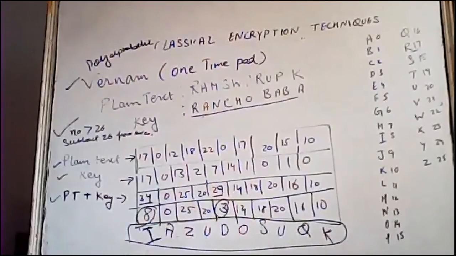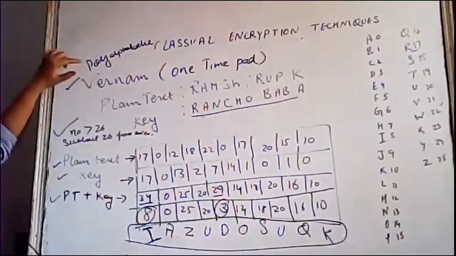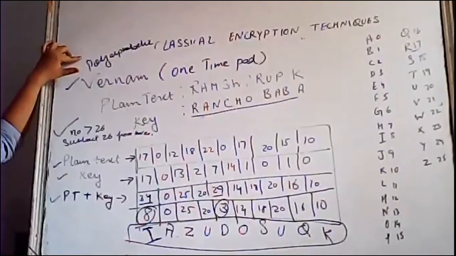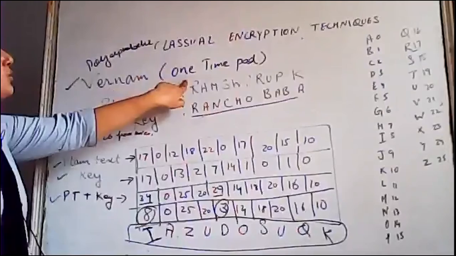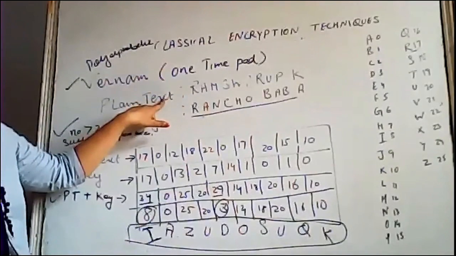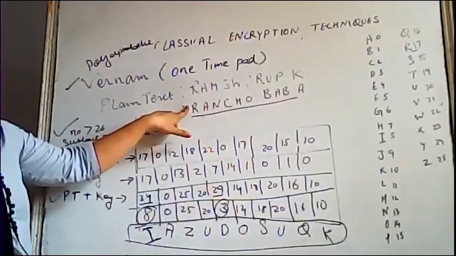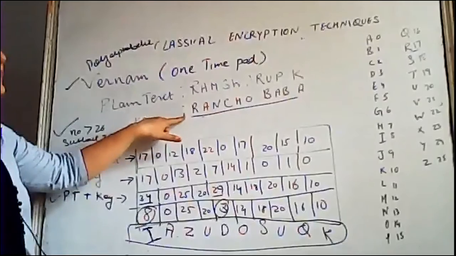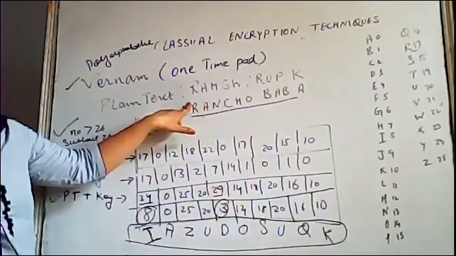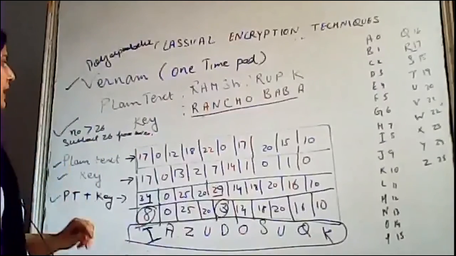Is it fine? Clear? So there are 2-3 points that you need to understand. First is that Vernam is one of the polyalphabetic techniques. It is also known as a one-time pad because we use a particular key for a particular text only. We cannot repeatedly use that key for different text. Once that key has been used for a particular plain text, it should not be repeated for another plain text.